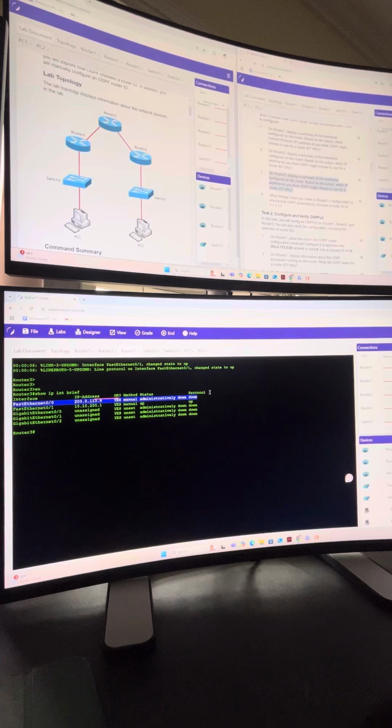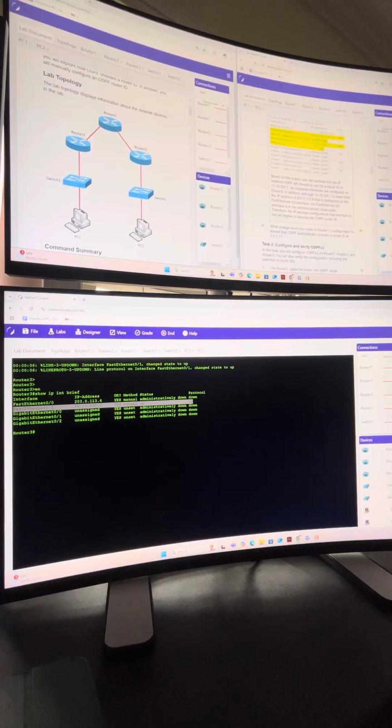FastEthernet 0/0 does have a higher IP address than the FastEthernet 0/1, but if we take a look at its status and protocol, it is administratively down. So because this interface is administratively down, OSPF cannot use this actual interface. We will have to enable it to allow OSPF to be able to use this interface. So because of that, I am going to say that OSPF is going to choose the FastEthernet 0/1, which has an IP address of 10.10.200.1, because it is in the up state. Okay, so I'm going with the FastEthernet 0/1. Let's see what Boson is going to say.